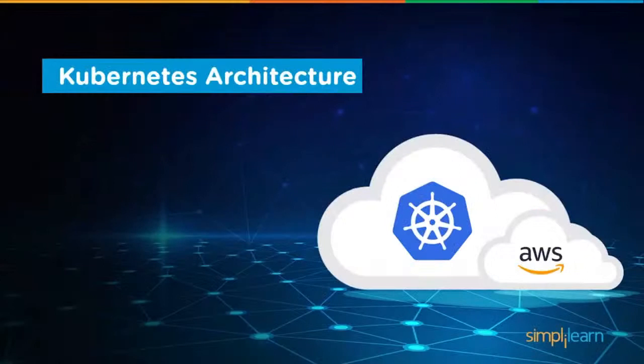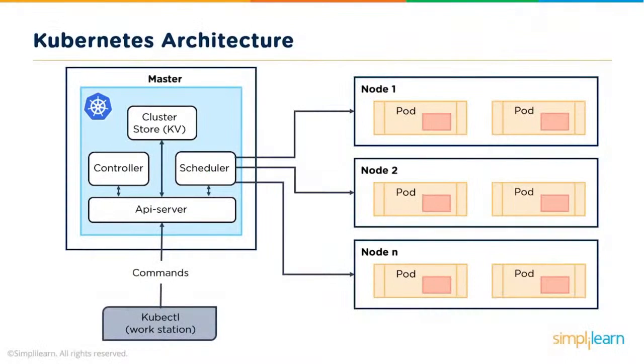Let me spend some time explaining a little bit about the Kubernetes architecture, what comprises the Kubernetes cluster, what resides in a master or control plane, and what resides in a worker node. This is a very high level depiction of a Kubernetes cluster. So this is the master node, which has a cluster store, a controller, a scheduler component, and an API server. And these are the bunch of nodes that are connected or administered by the master node.